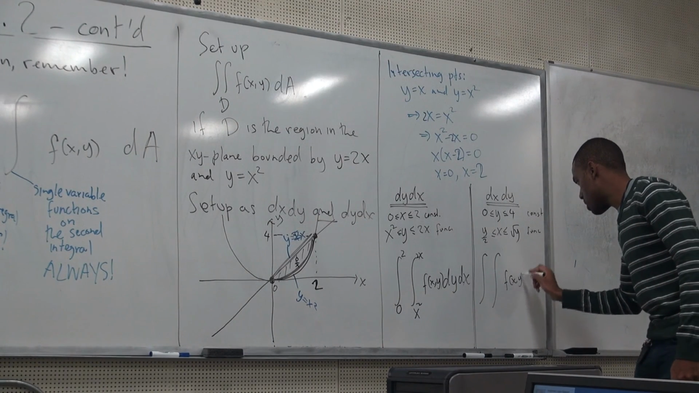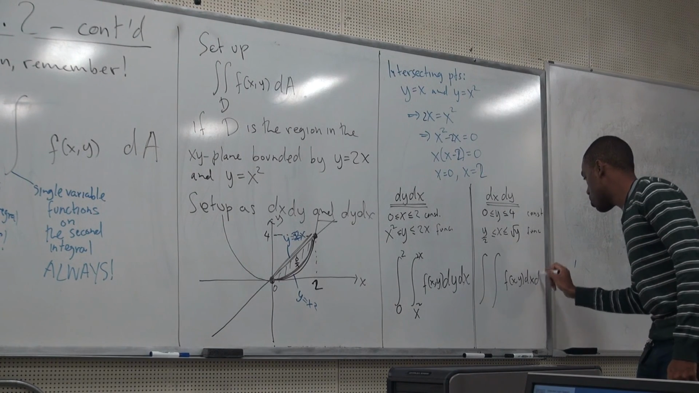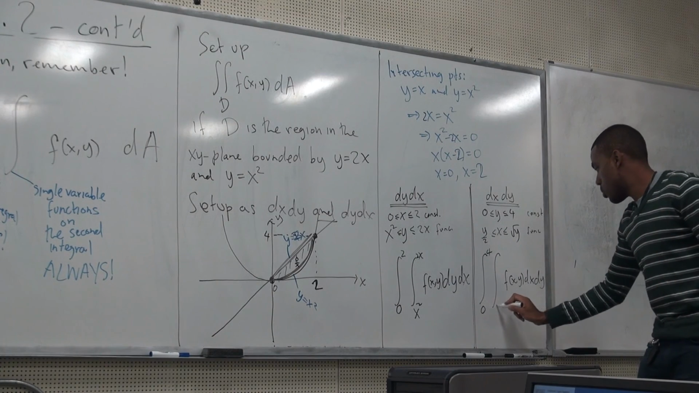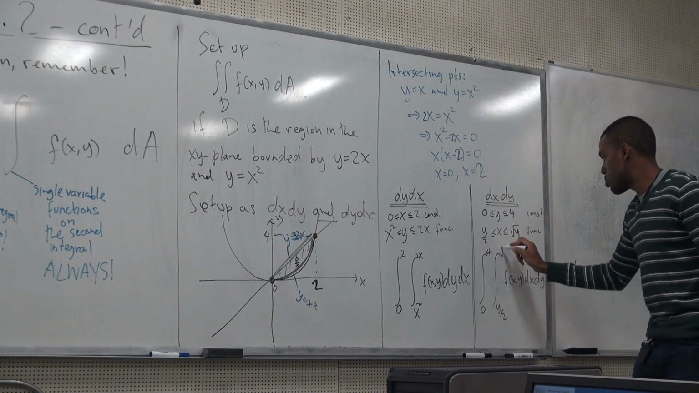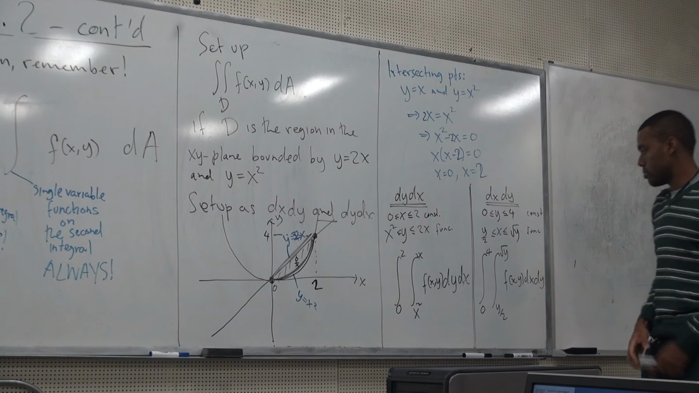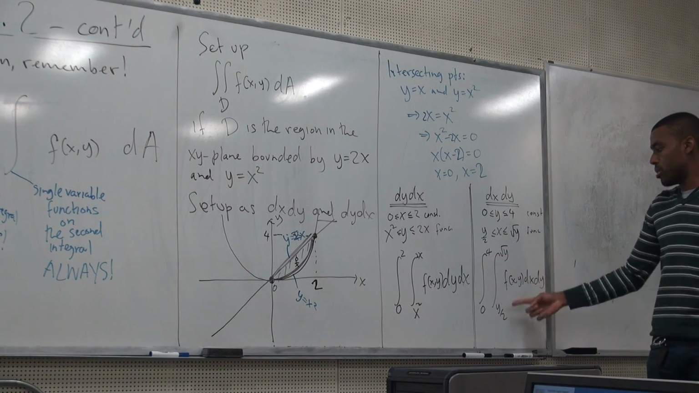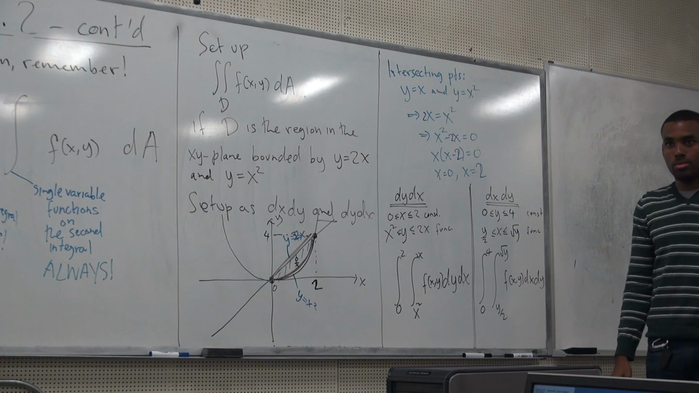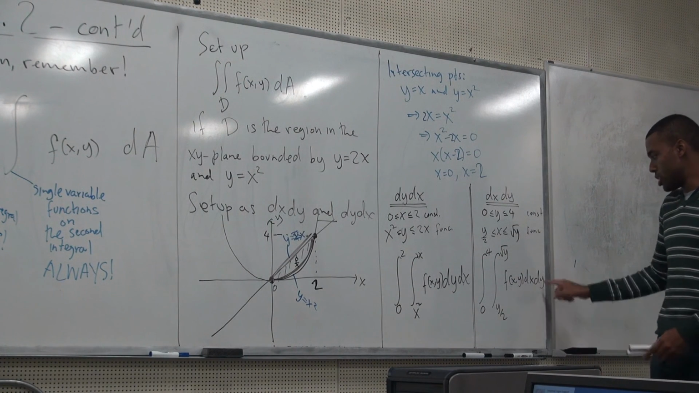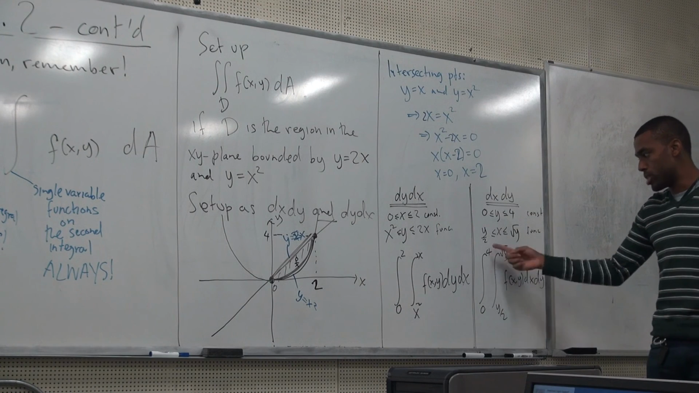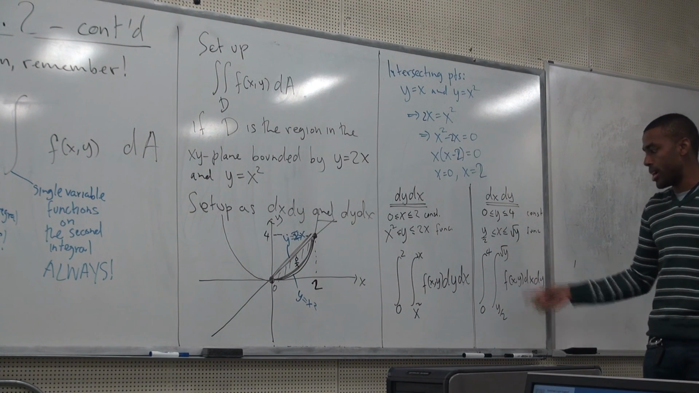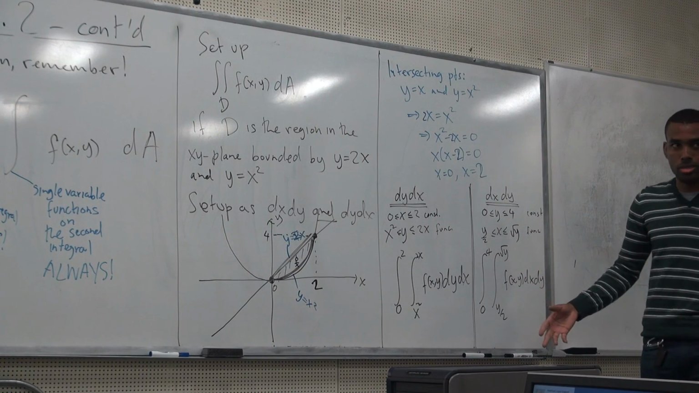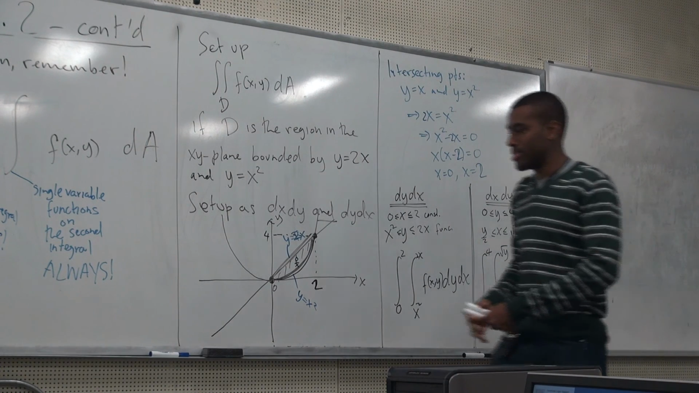F of x, y, dx dy. On the outside, I would have 0 to 4, on the inside y over 2 up to radical y, right? Bottom, top, left, right, constants, functions. Once you have a y on the outside, it's bottom to top. X, left to right. The outer integral, always constants. Inner integral, always functions. Okay.